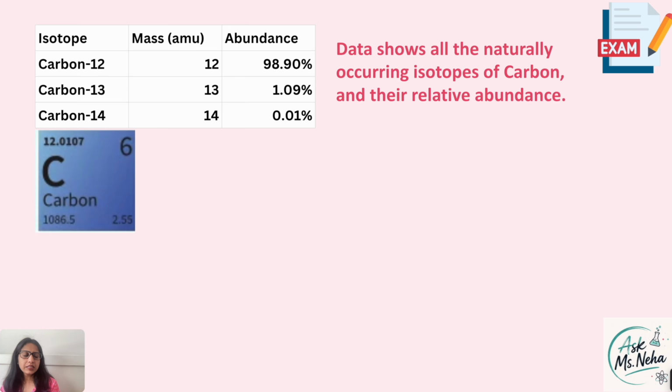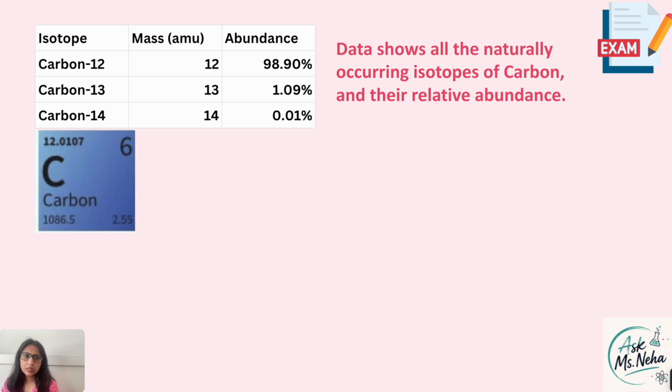Let's solve this exam style question which most students struggle with. The data here shows the naturally occurring isotopes of carbon and their relative abundance. So we have 3 isotopes of carbon in the data, carbon 12, 13, and 14. The mass is given, so carbon 12 has a mass of 12 and its abundance is 98.90%. For carbon 13 it's mass 13 and 1.09% abundance. For carbon 14 the mass is 14 and abundance is 0.01%.